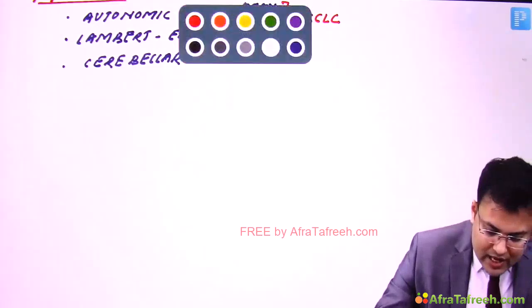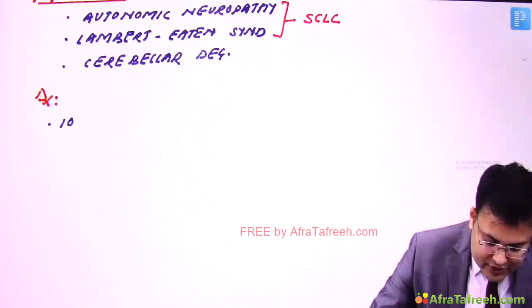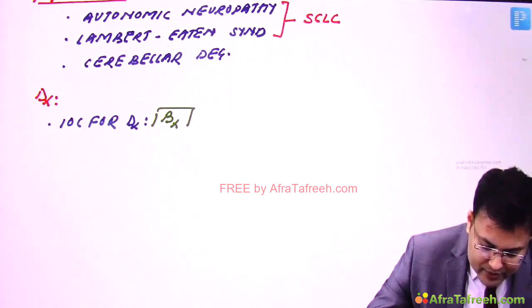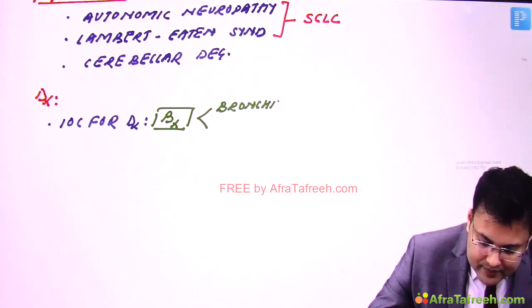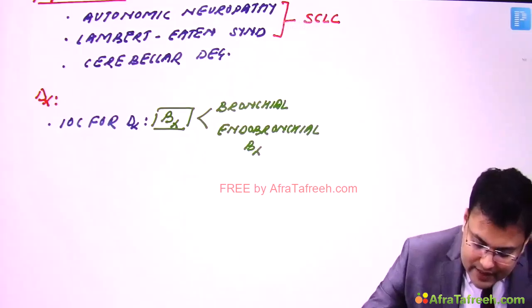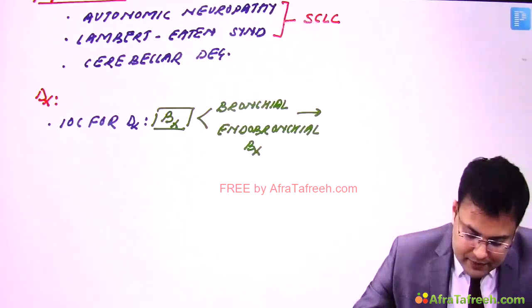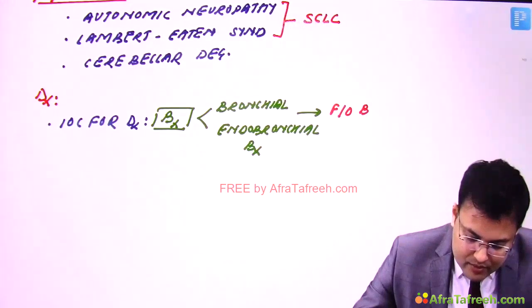Okay. So how we are going to make the diagnosis? Investigation of choice for diagnosis, and that's biopsy. So what kind of biopsy? Bronchial or endobronchial biopsy. Okay. So how we take this bronchial or endobronchial biopsy? With the help of fiber optic bronchoscopy. So we perform fiber optic bronchoscopy.